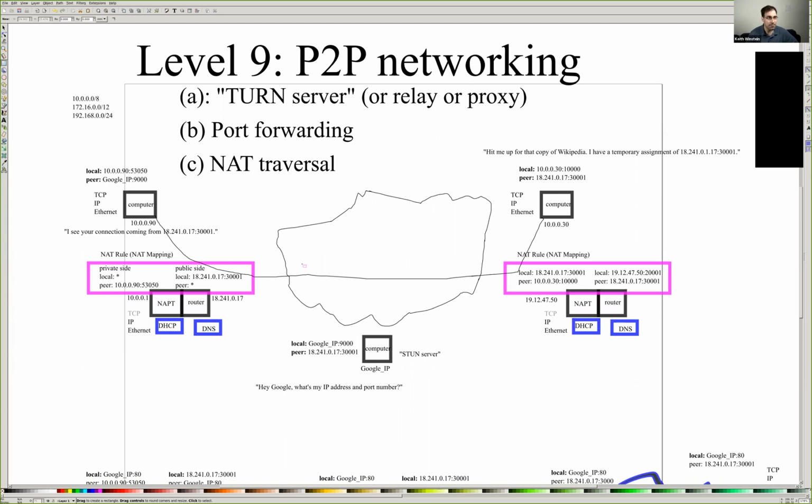Yes, Dongzi, exactly, because this NAT translates from 30,001 on the public address to 53050 on the private address. So any segment coming in that was destined for the public address port 30,001 becomes a segment on this private network destined to 53050.